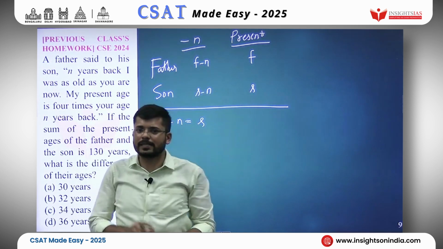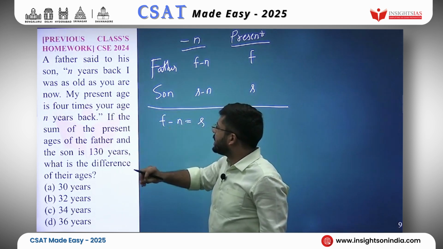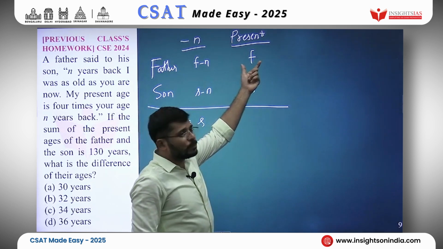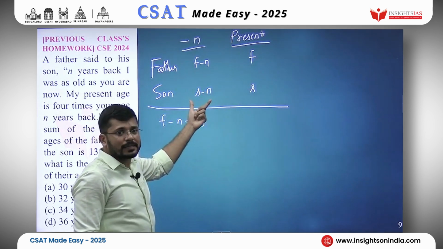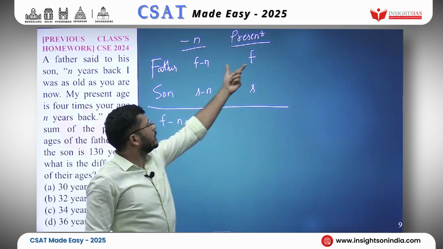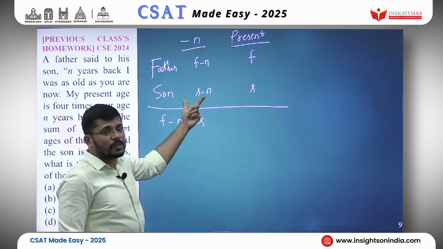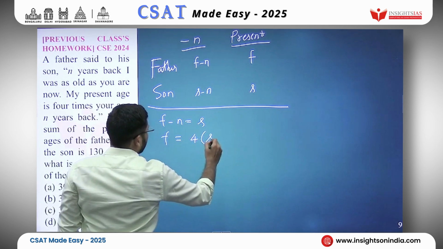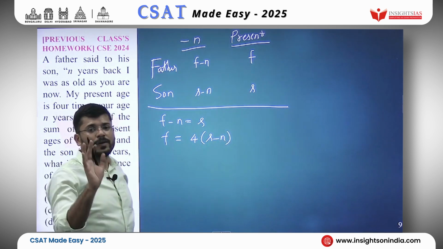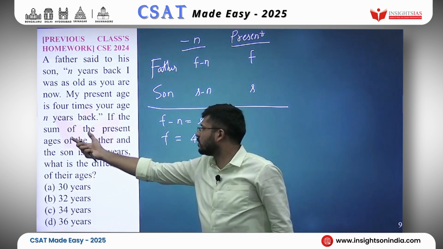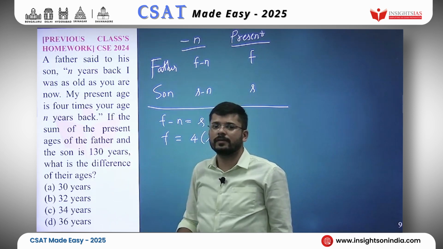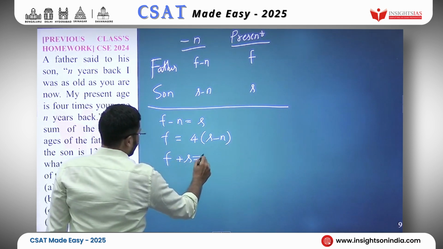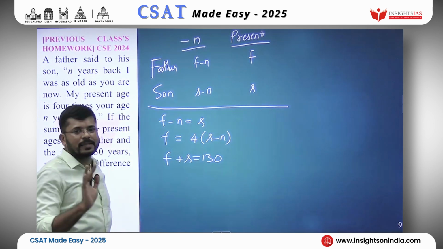Okay. Let's read the second sentence. My present age is 4 times your age N years back. The father's present age is 4 times the son's age N years back. How will we express it? We will express it as F is equal to 4 times of S minus N, right? Yes. And we have another statement to see. The sum of the present ages of the father and the son is 130. So F plus S is 130. So we have 3 equations, 3 variables.